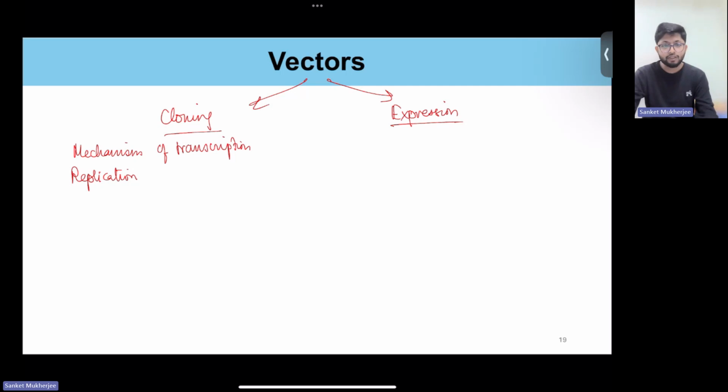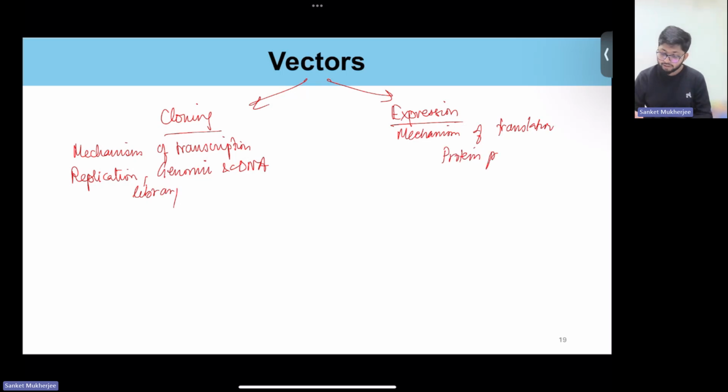Yeah, there could be expression vectors as well. Okay, so cloning vectors and expression vectors. As I already told you, cloning vectors are to understand the mechanism of transcription, replication, genomic and cDNA library preparation, something like that. Expression vectors are required to understand the mechanism of translation, and for protein production. So for enzymes, we would require mostly expression vectors.